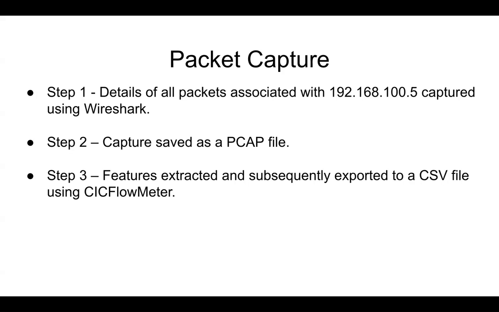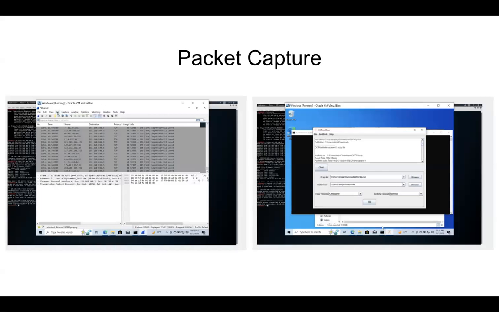And we then used a tool called CICFlowMeter, which is a network traffic analyzer tool similar to Wireshark, to extract the necessary features from the PCAP file and subsequently export them to a CSV file. So these two images just show the steps that I've just described before. The image on the left is a Wireshark capture that shows a high number of SYN packets being sent to port 135 of the target system. And the image on the right shows the CICFlowMeter, which was used to convert the PCAP file into a .csv file.